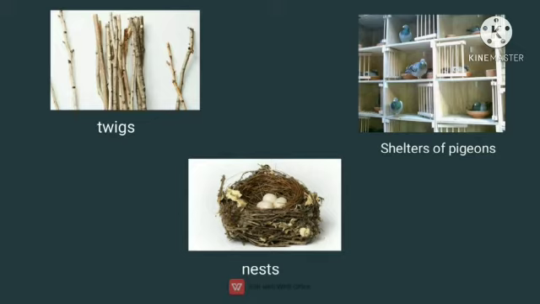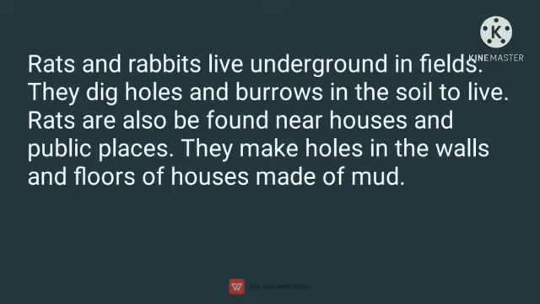See the first picture. It is twigs. What do twigs mean? Small branches or sticks. It is called twigs and it is used to make the nest. The second picture is of a nest. It is made of grass, threads, twigs and so on. And the third picture is of the shelters of the pigeon.